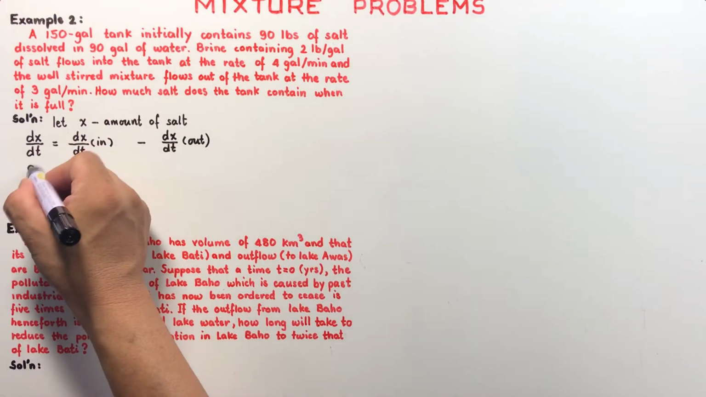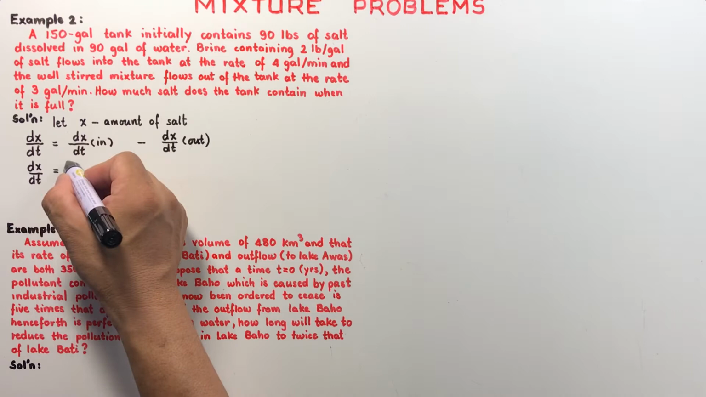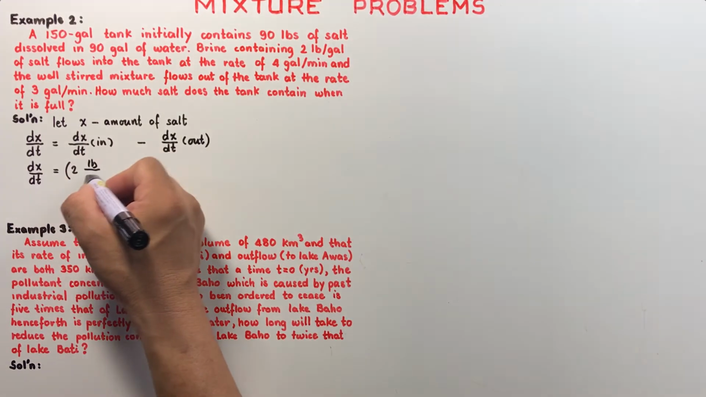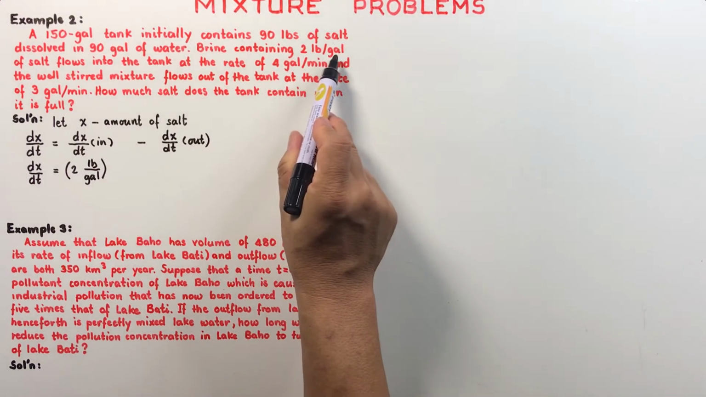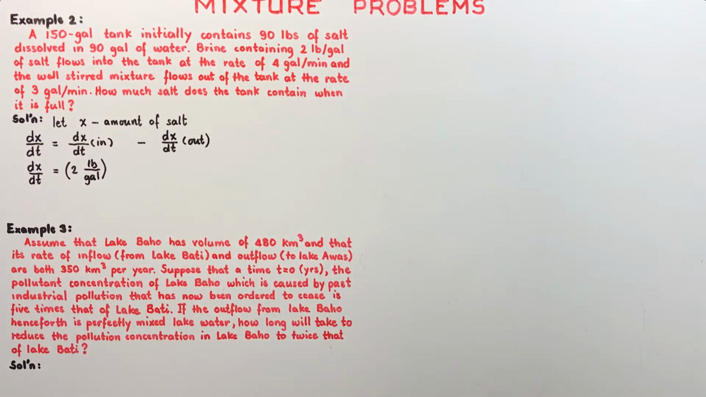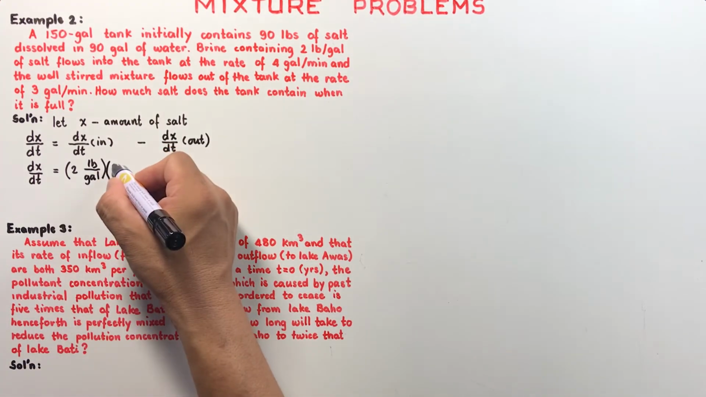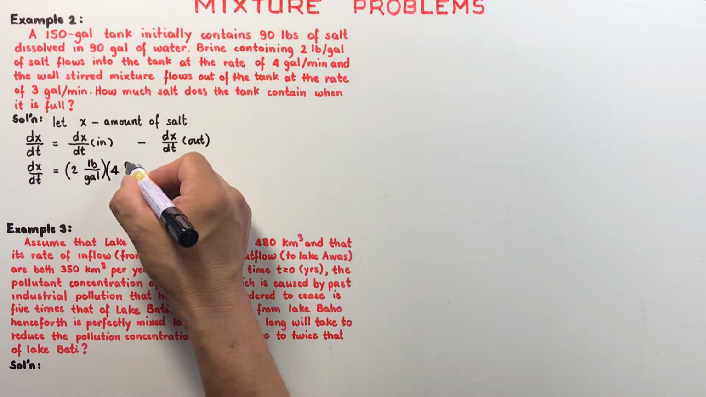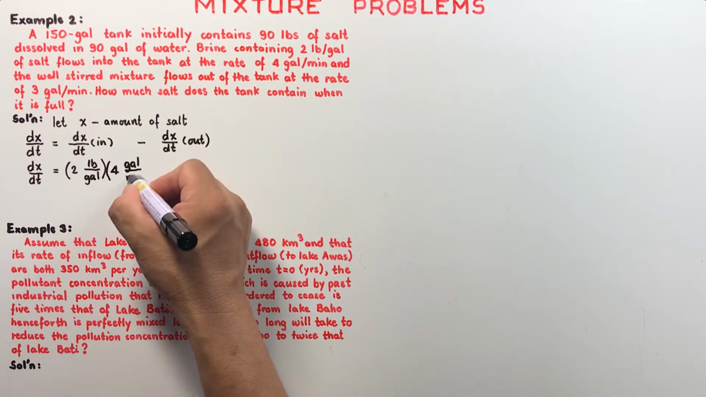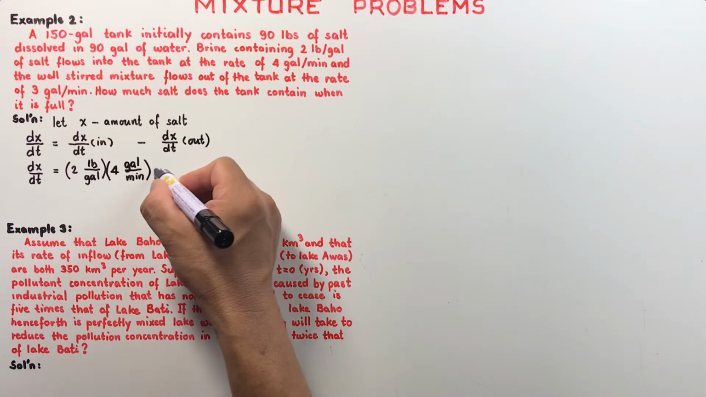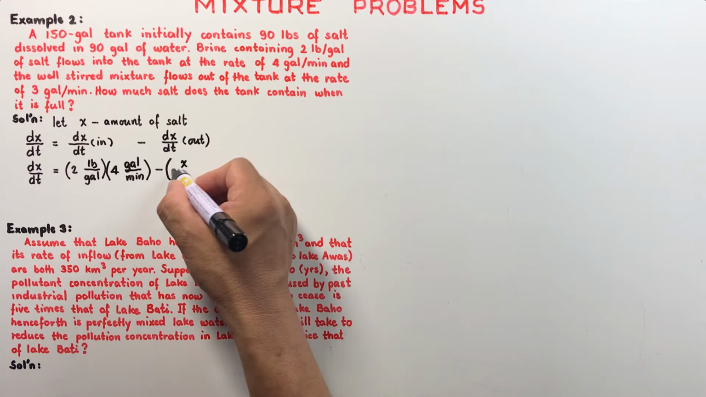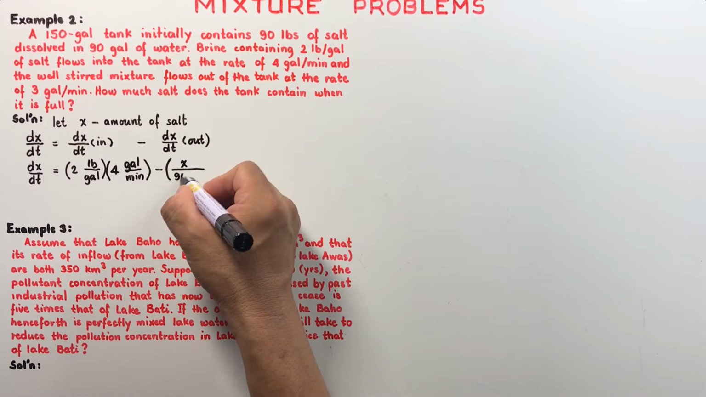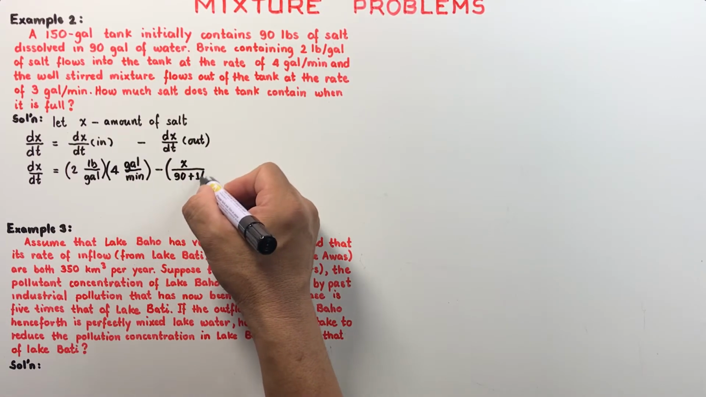So solving for our dx/dt, we have 2 pounds per gallon, because that's the amount of salt flowing into the tank, and the rate of inflow is 4 gallons per minute. But this will be subtracted by the rate of salt outflow, which is represented by x over 90 plus 1t.